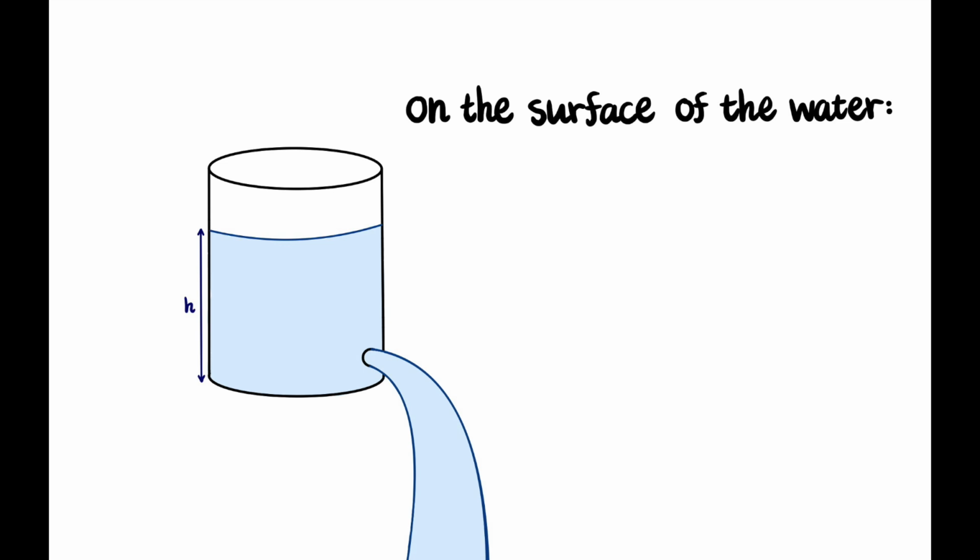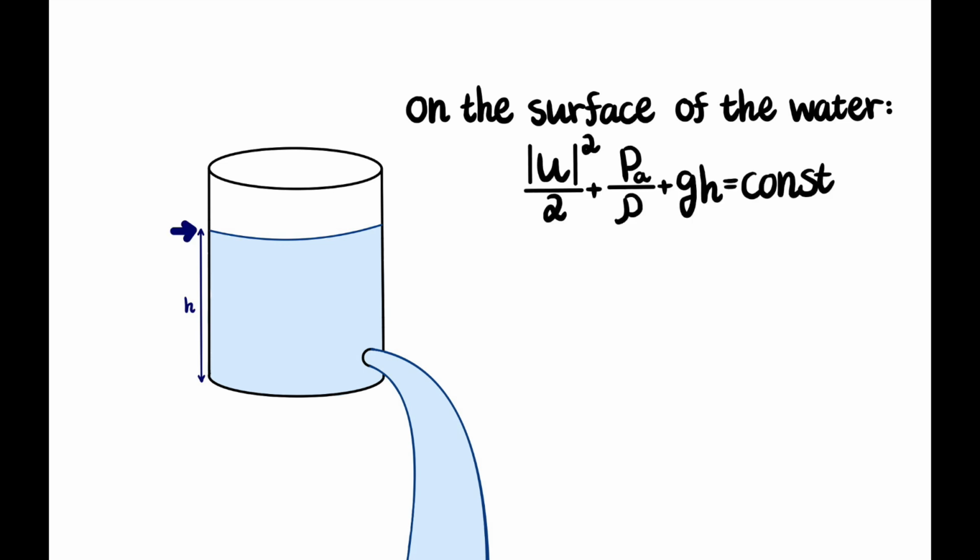Bernoulli's equation on the surface of the water at height h is: since it is assumed that the surface area of the container is much larger than the surface of the opening, it can be assumed that the speed of the surface drop is negligible.